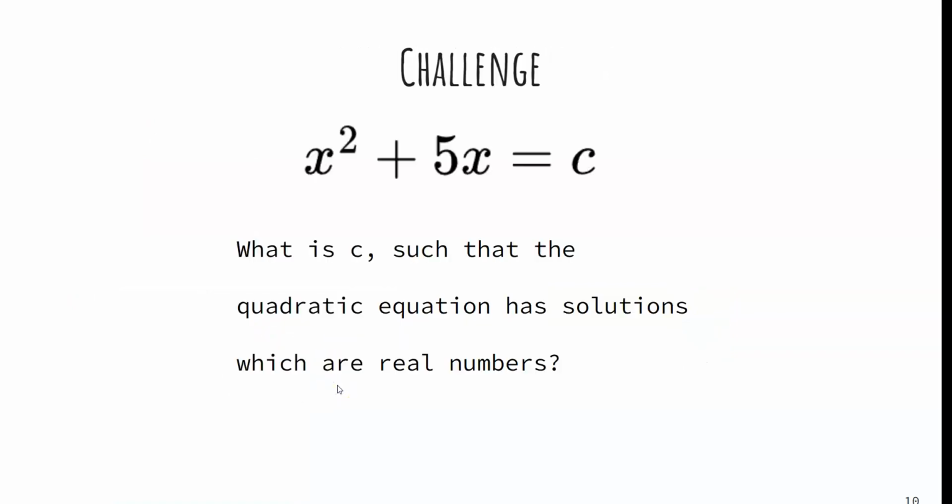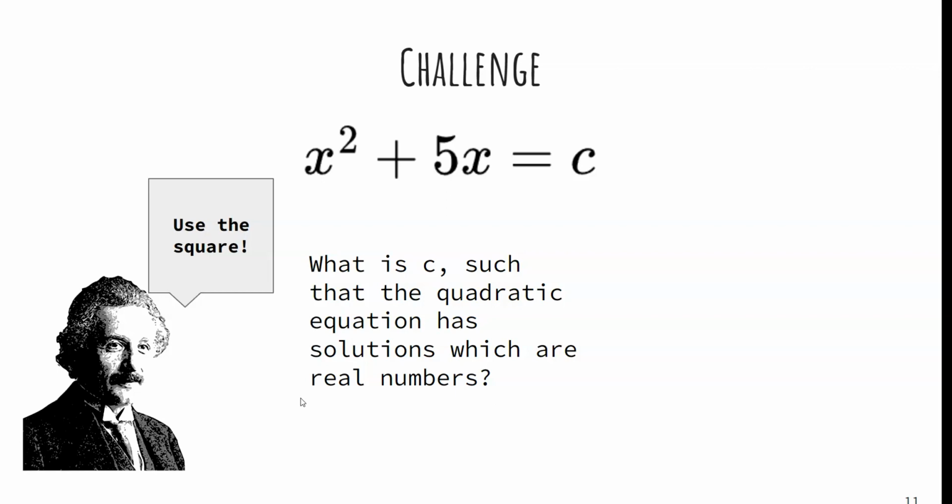So here's a challenge. Let's suppose you have an equation x squared plus 5x equals c. What would c be such that the quadratic equation has solutions that are real numbers? So how can we solve this challenge? Well, we could guess a bunch of things, but we could also be logical. And actually, we have a hint from Einstein that appeared out of nowhere. It says use the square. So let's try using the square method.